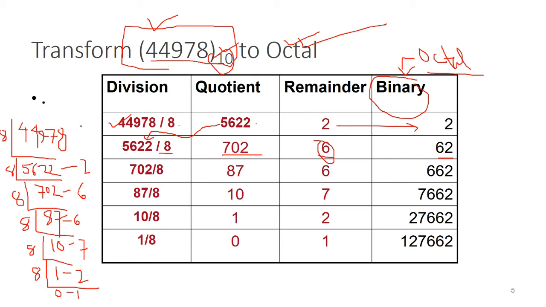So for writing down the final answer, we have to go from bottom to the top. In which direction? From bottom to the top. If we go in this direction, we get our answer like this: 1 2 7 6 6 2. So the final answer to this question is 1 2 7 6 6 2. So this is how it goes.